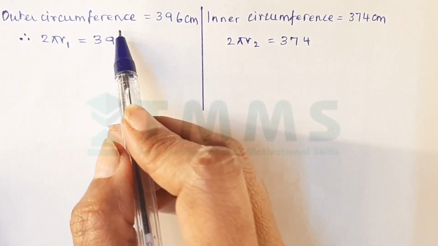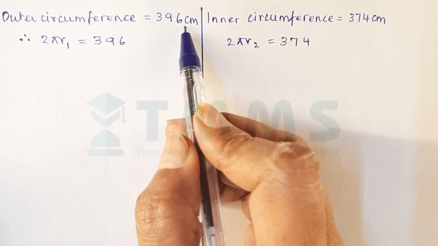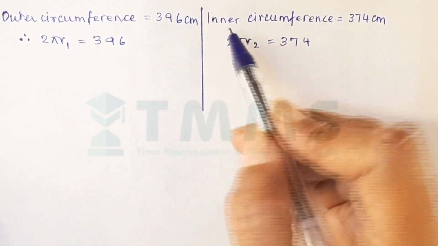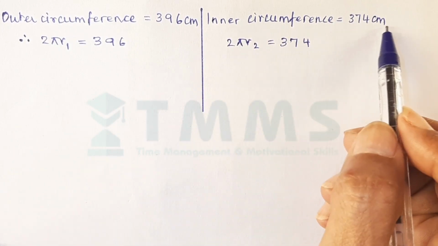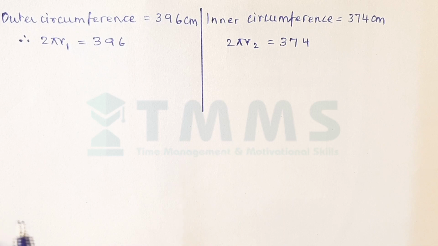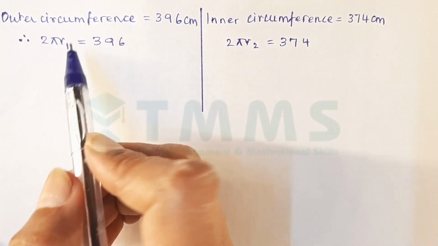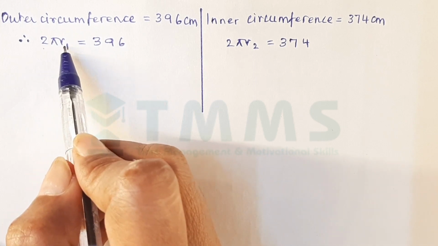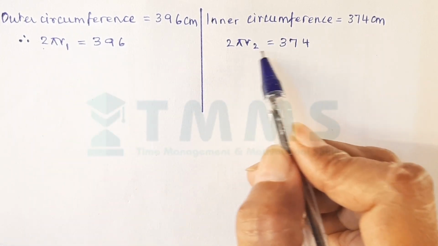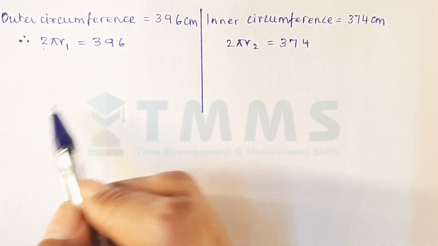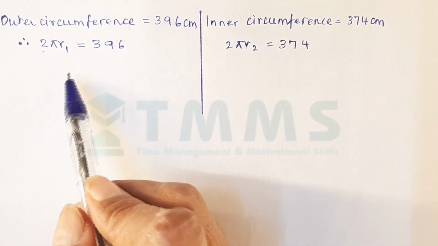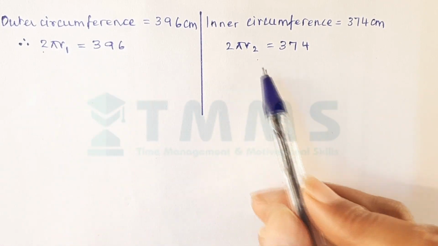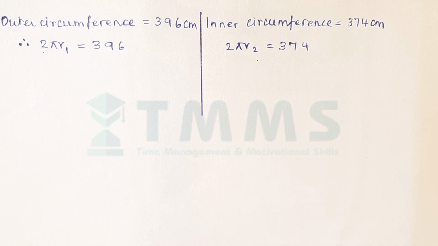We have written outer circumference as it is given, 396 centimeter, and I have made a column and written this side. Simultaneously we'll do this. Inner circumference is 374 centimeter. Can you see that? You're understanding. And you want to learn how to do this fast. So outer circumference will be 2 pi r1. Inner circumference will be 2 pi r2. And we write it like so. Now you're going to substitute the value of pi and find the value of r1 and r2, starting now.